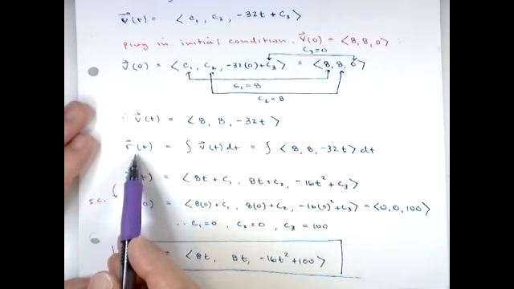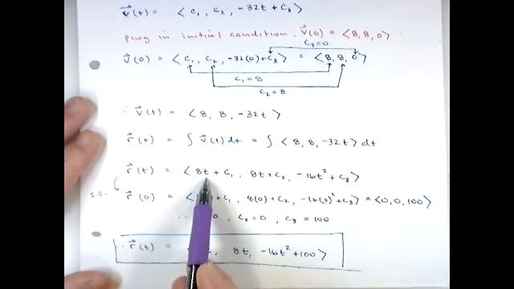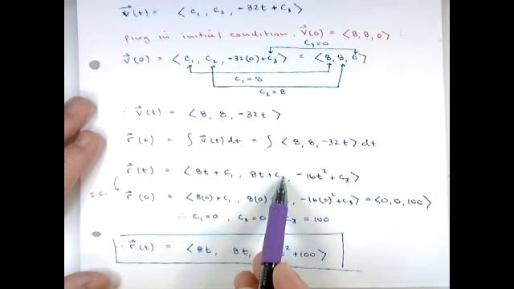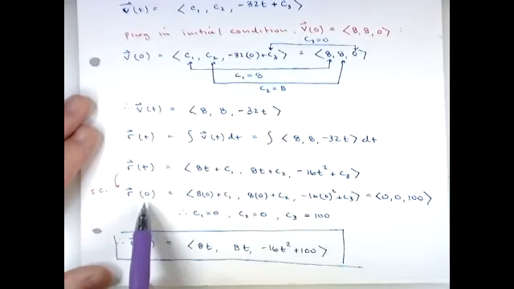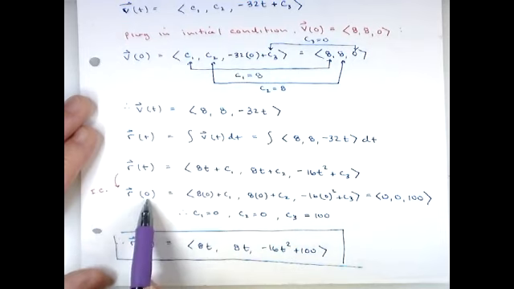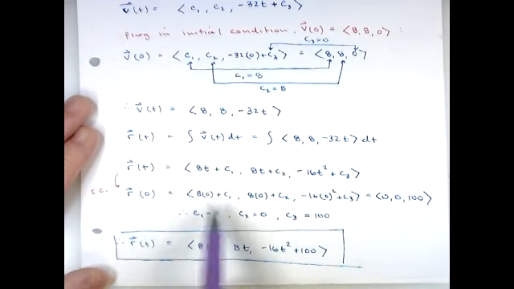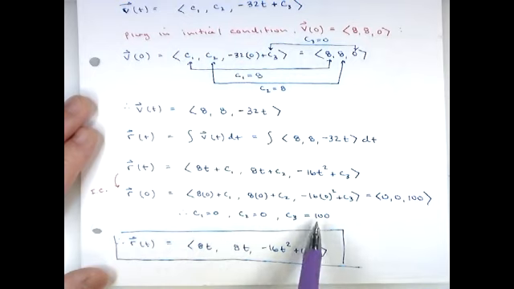Integrate one more time to find your position vector, and integrate this velocity vector: 8t plus C1, 8t plus C2, negative 16t squared plus a third constant. And then once again, plug in your initial conditions, which were given. The initial position was 0, 0, 100. So if you plug in 0 for all your t's and set that equal to 0, 0, 100, both C1 and C2 are 0, C3 comes out to be 100, and then you just take that and put it right back into your position vector.